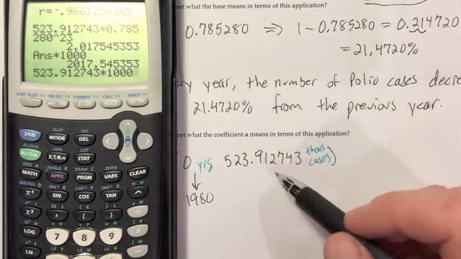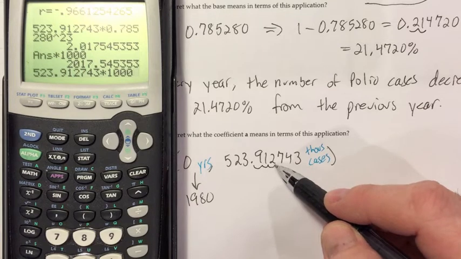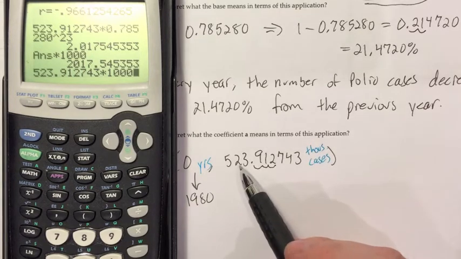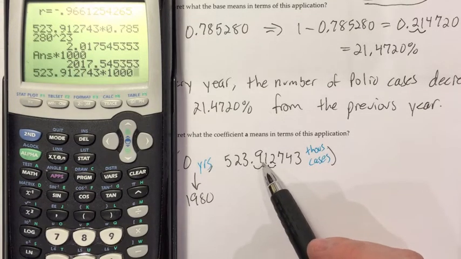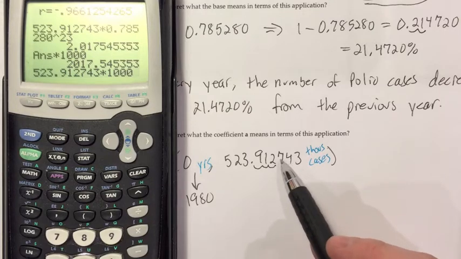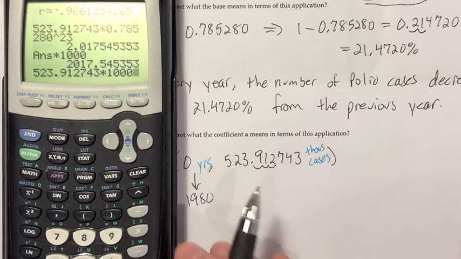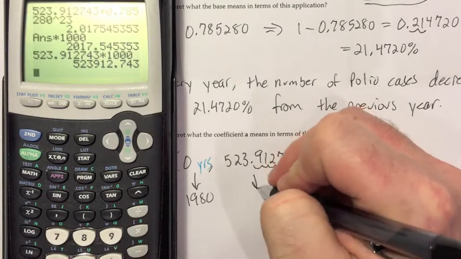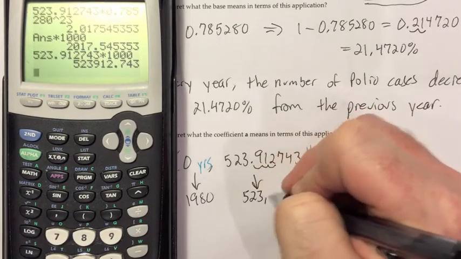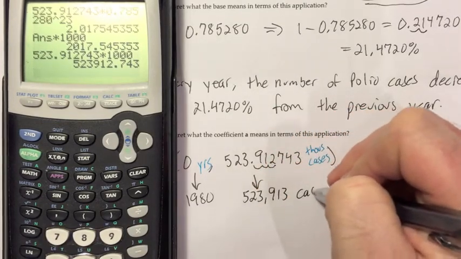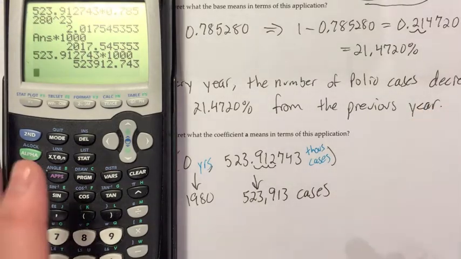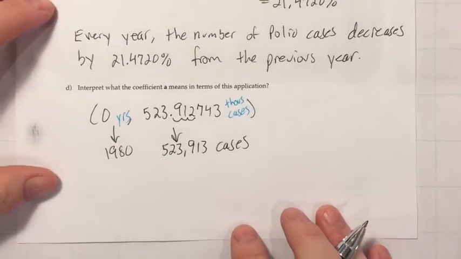You could do that on the calculator. We could also just move that over 1, 2, 3 spots. So it should be 523,913 cases, rounding this 2 up because of the 7. So this becomes 523,913 cases. So that's all scratch work. I haven't officially interpreted it, so I'll just put that into a sentence.